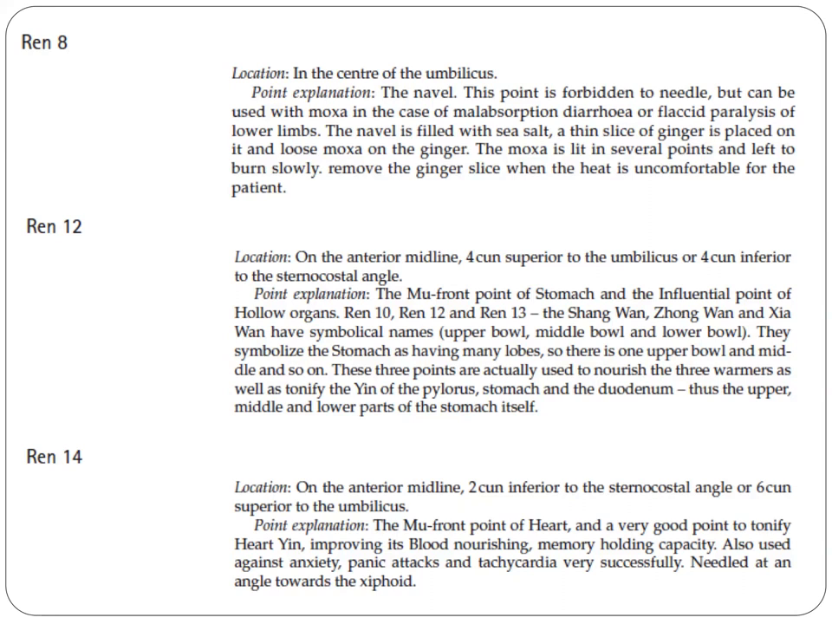These 3 points are actually used to nourish the 3 warmers as well as tonify the yin of the pylorus, stomach, and the duodenum. Thus, the upper, middle, and lower parts of the stomach itself.